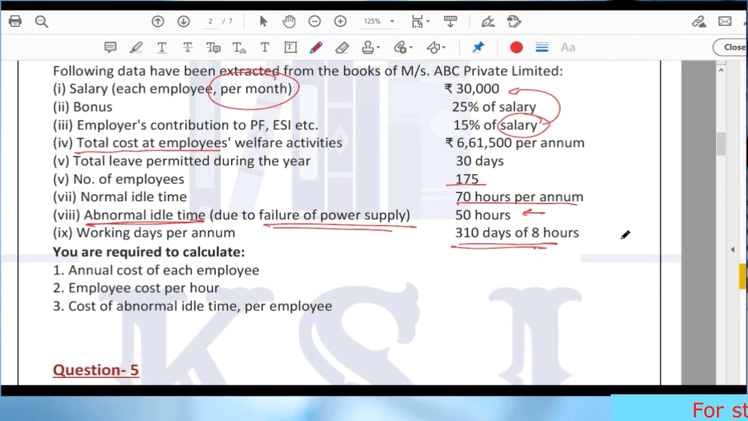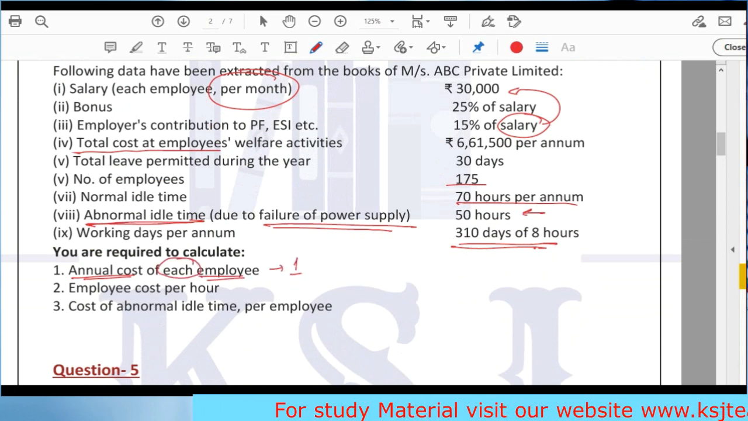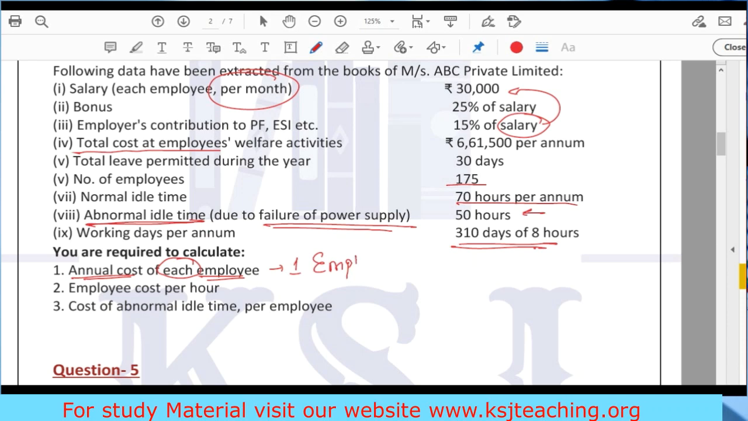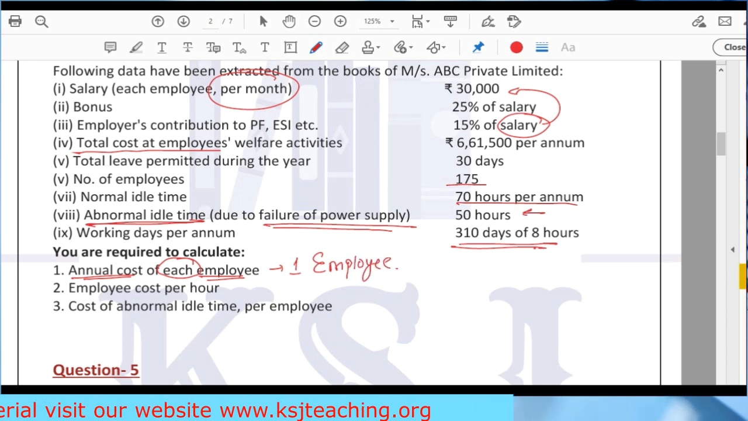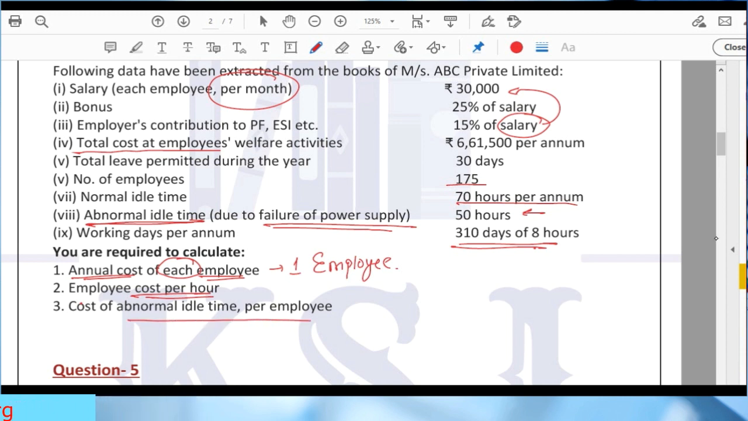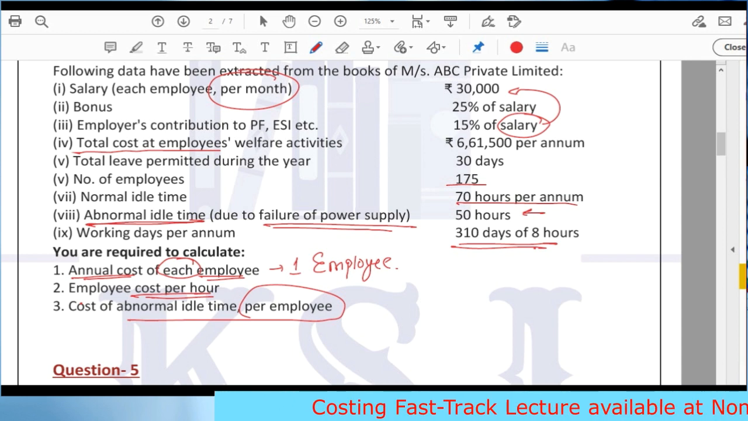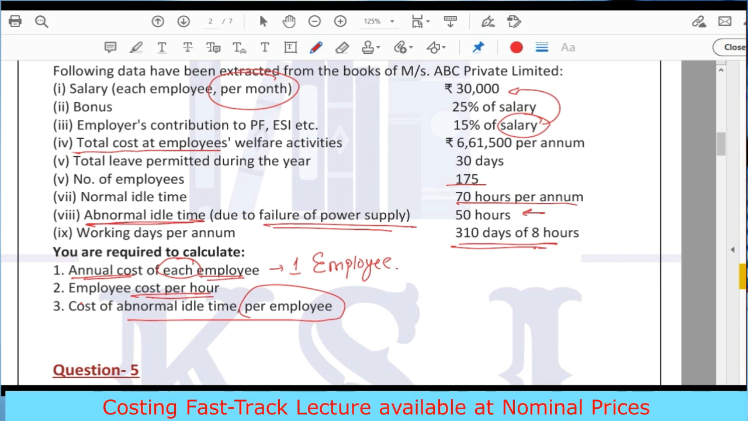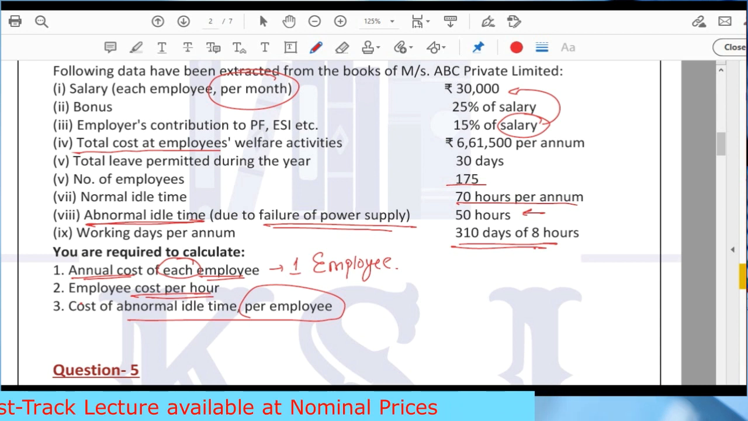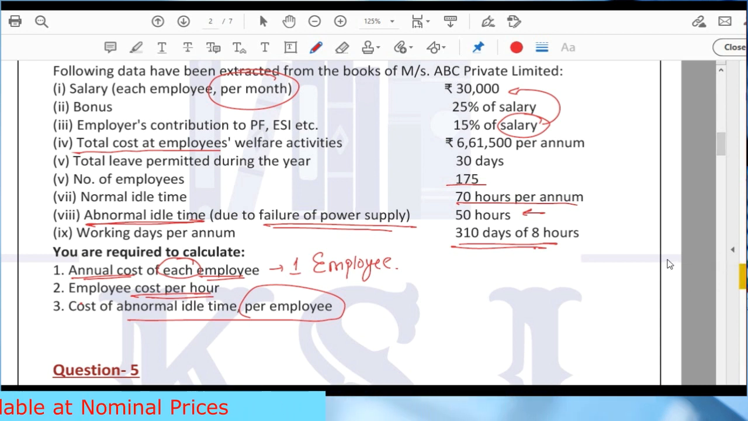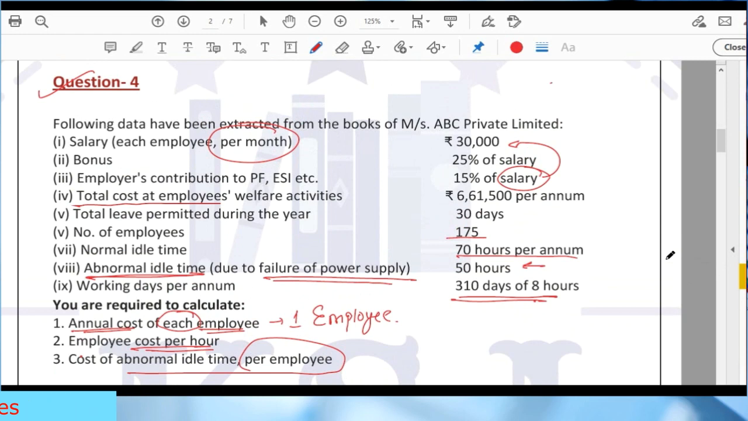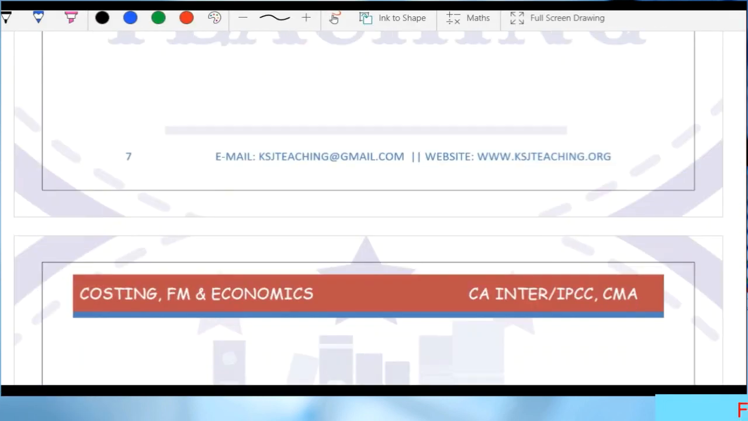So you have to calculate the annual cost for one employee, the employee cost per hour, and the cost of abnormal idle time per employee. Very good question, very interesting question, isn't it? So first we'll calculate the total labor cost of one employee. Calculation of total labor cost for one employee. Okay, let's do it.